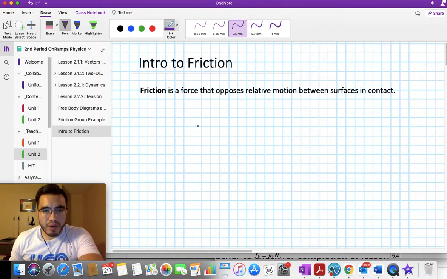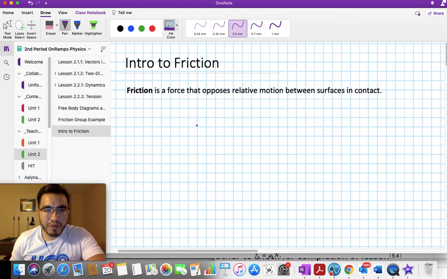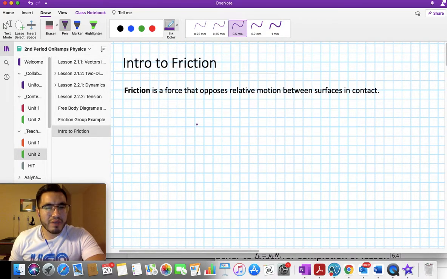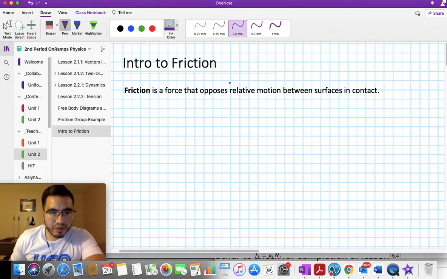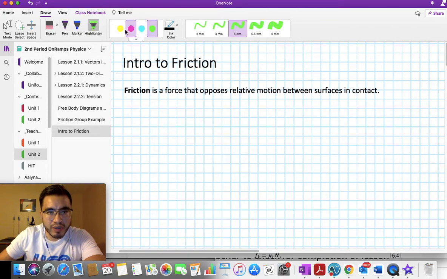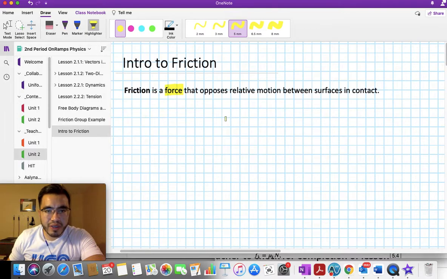Okay, so we have been talking about friction, but we did not define it officially. Now here's the definition. Friction is a force. Of course, we're looking at forces, so it is only fitting that friction is a force that opposes relative motion between surfaces in contact, okay?